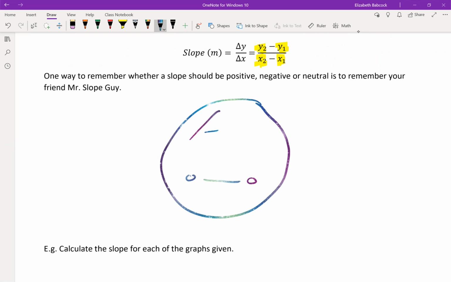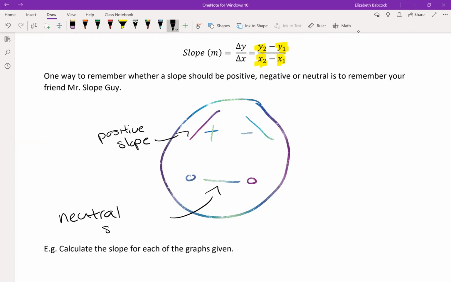Then he is positive and negative. Okay, so this is Mr. Slope Guy. So we have positive slope. We have neutral slope. And we have negative slope. But notice that we don't have any lines going like this. Up-down lines actually don't have a slope. They're actually known as undefined.